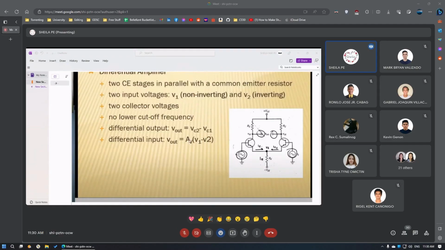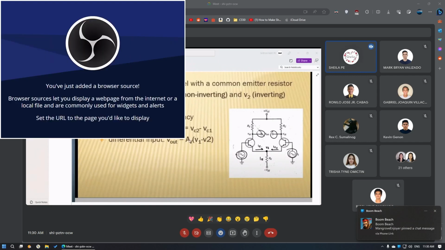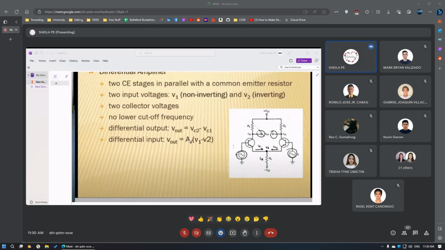Okay. You can see also there, we have our differential input. For our differential input class, it has a formula of our output voltage equal to our voltage gain times V1 minus V2. And our V output for the differential output is VC2 minus VC1 because our output here is at VC1 and VC2. For our input, okay, it is at V1 and V2.